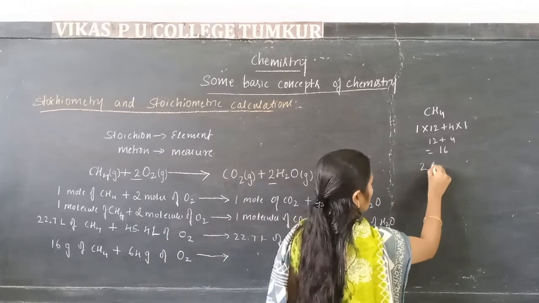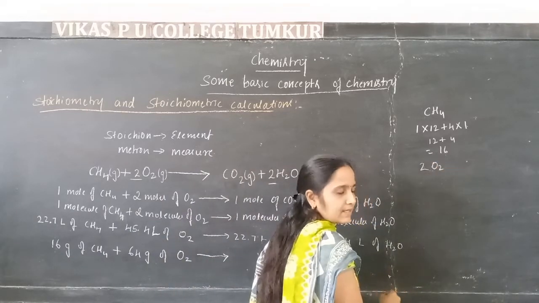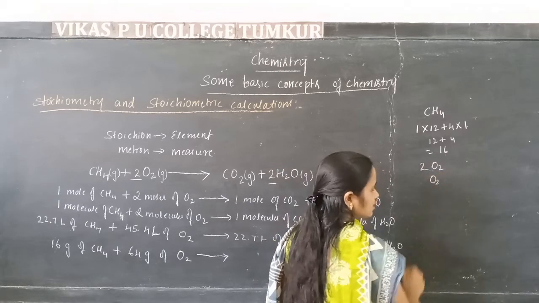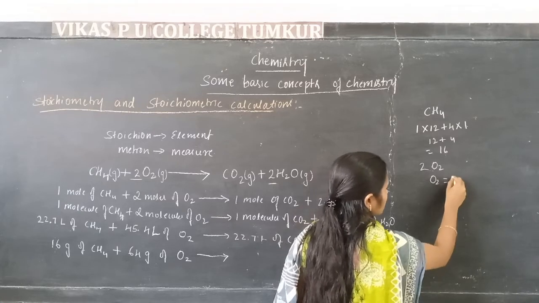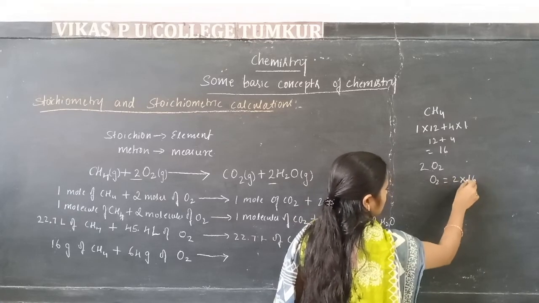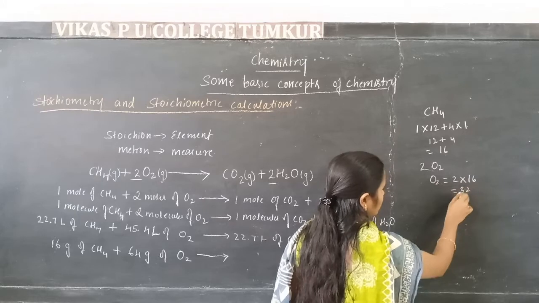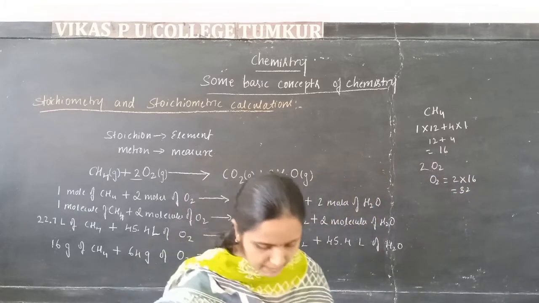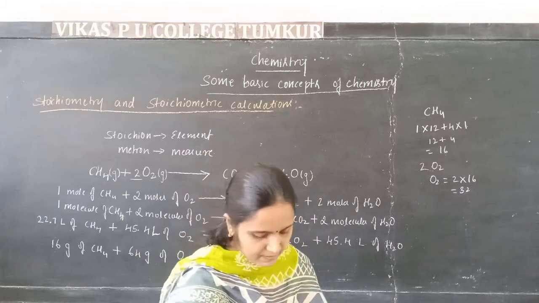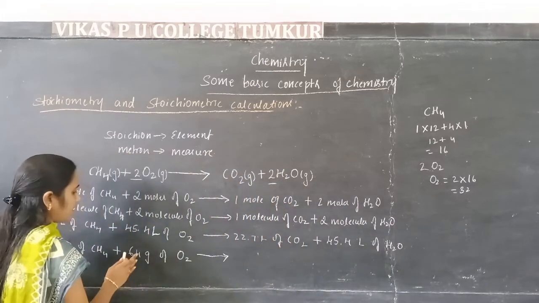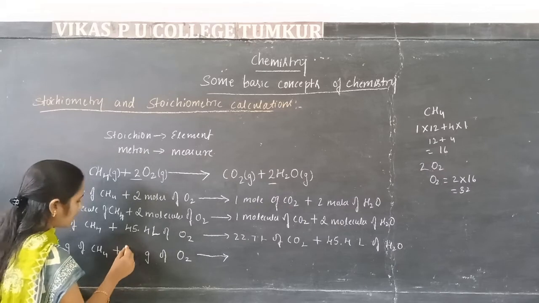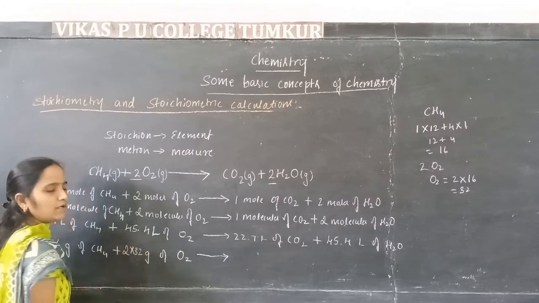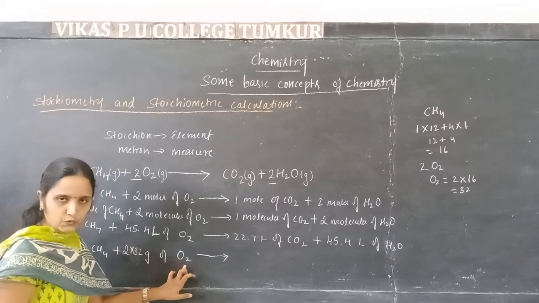Then for 2 O2, for O2 the number of atoms is 2, so 2 into 16 is 32, and 32 into 2 is 64 gram. If you have any doubt, you can write 2 into 32 gram of O2.